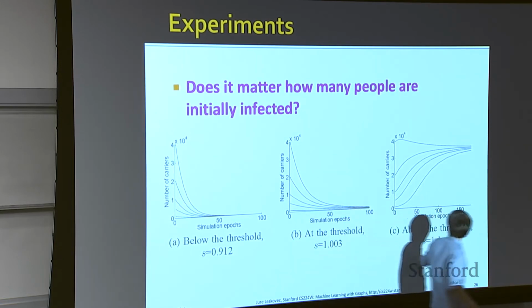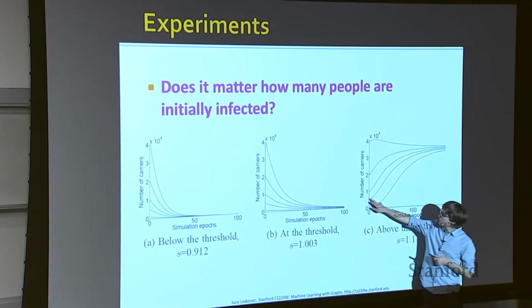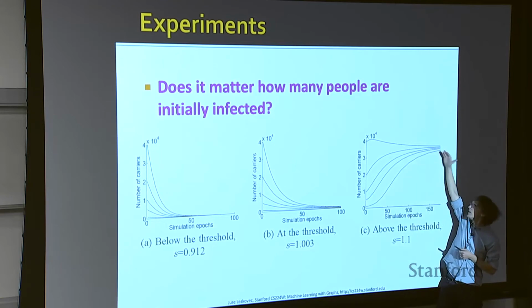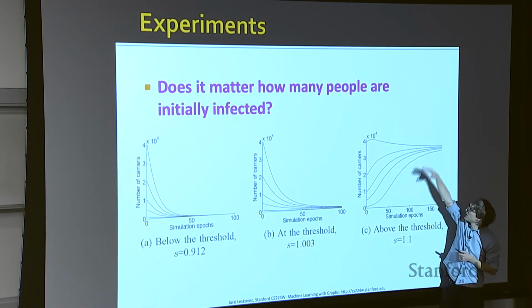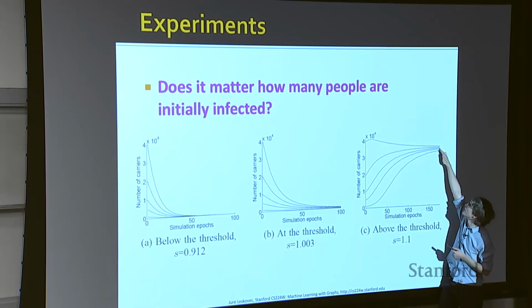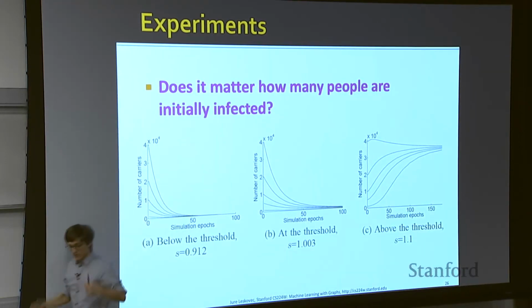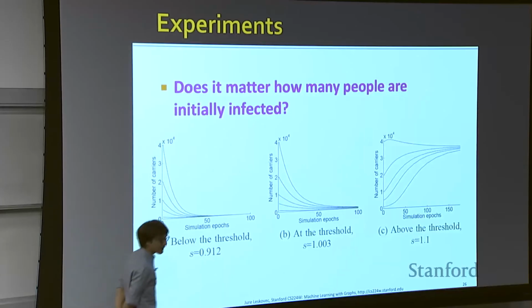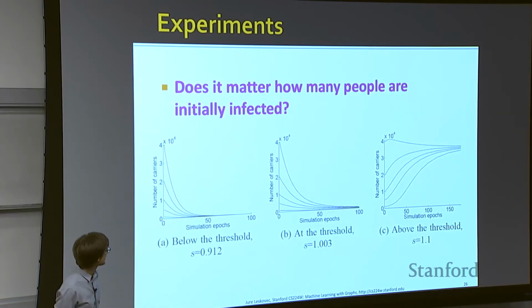And here is when you are above the threshold, let's say when you are at 1.1. Regardless of how many people are infected when you start, the virus survives in the network. It doesn't really matter. There is a steady population of infected people to which it converges. Okay? So this is what I wanted to show about these SIR and SIS type models.